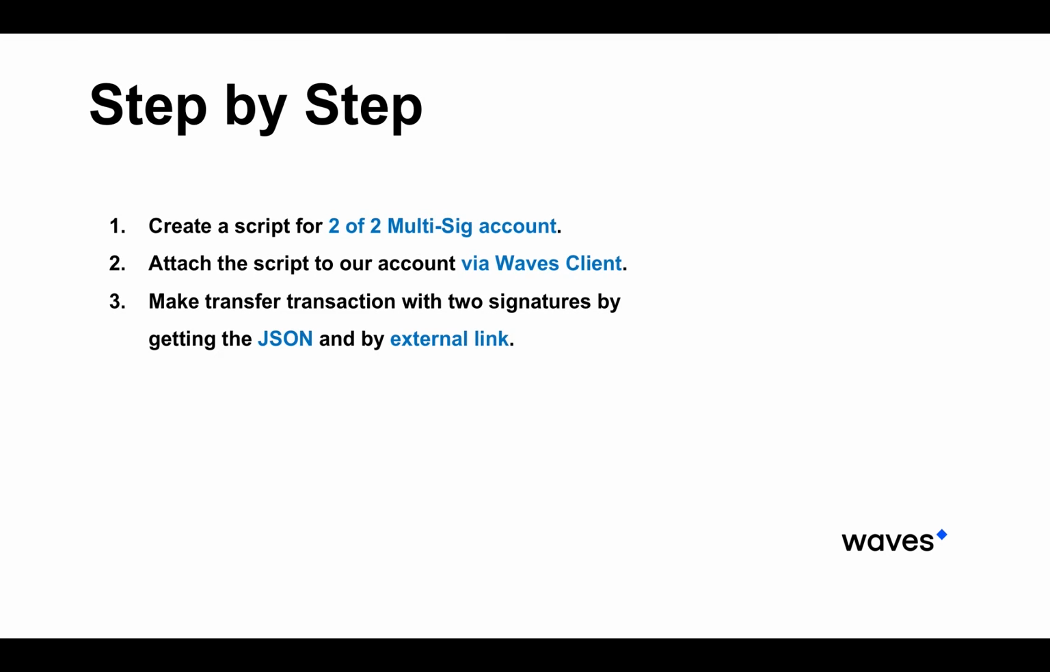So the steps that we will go through in this video will be: first, we need to create, of course, a script for a two of two multi-signature account. So basically we need to have two accounts on Waves client. Second, we need to attach this script to our account via the Waves client feature. And then to check that this script is working and it needs two signatures to transfer the transaction. So we will make a transfer transaction by getting the JSON or by external link. So let's start with creating a script.